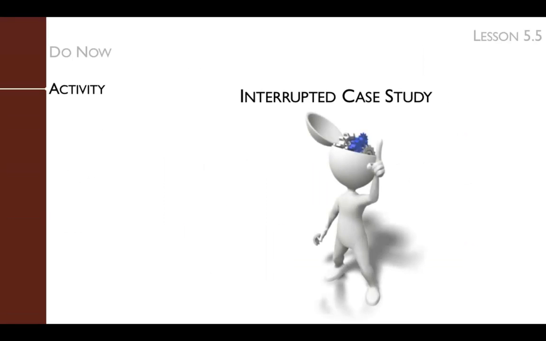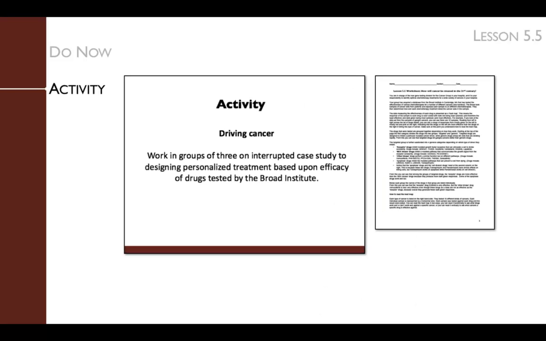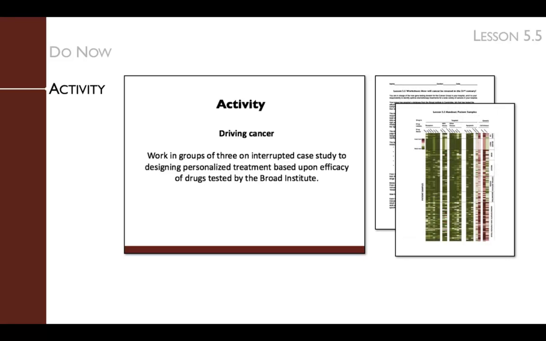In the activity, students will work in groups of 3 to complete an interrupted case study on designing personalized treatment plans based on evidence about the efficacy of different chemotherapy drugs. You will need the lesson worksheet and the lesson handout, which details how well different chemotherapy treatments kill the cancer cells in each sample as a heat map. Dark red means least effective or least cytotoxic, and the dark green is the most cytotoxic. Read the introduction in the lesson worksheet for more detailed instructions.